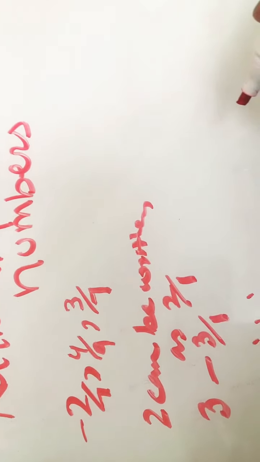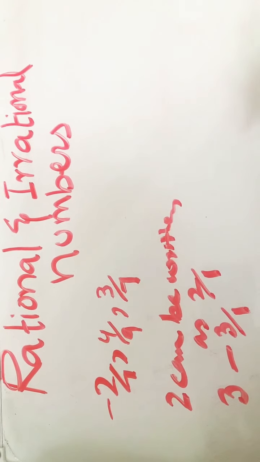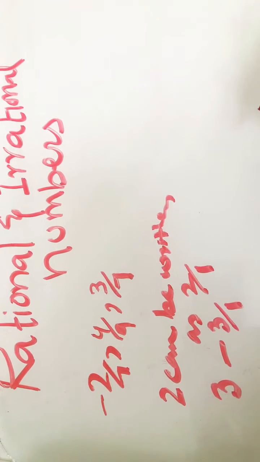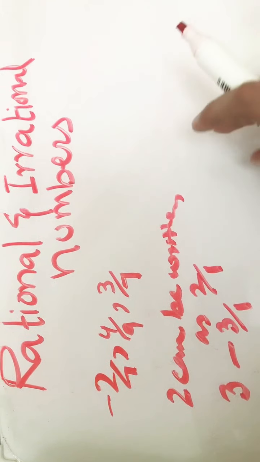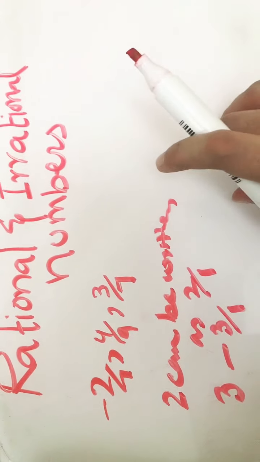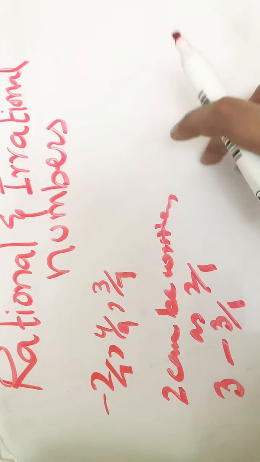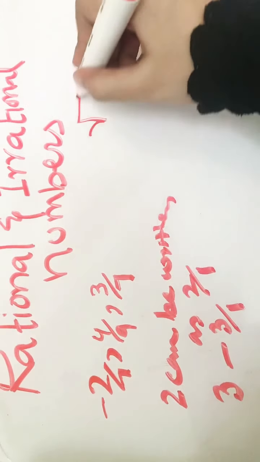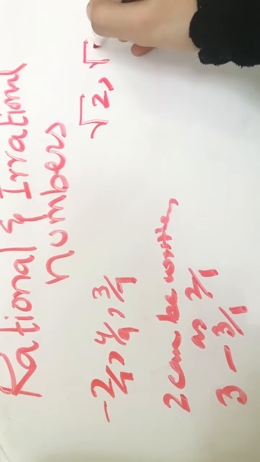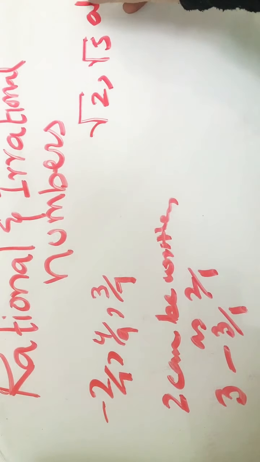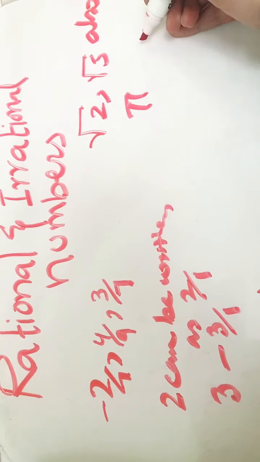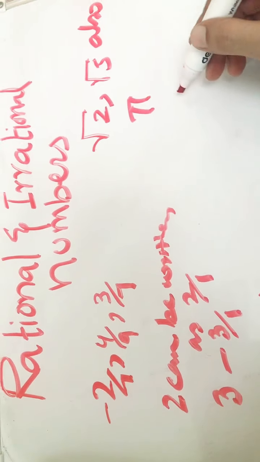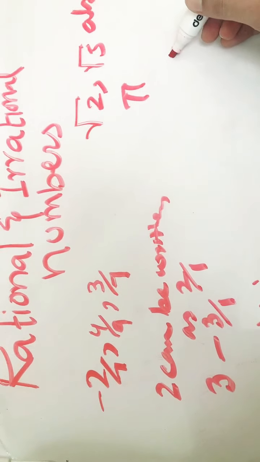What is an irrational number? Irrational numbers are the numbers in the real number system that cannot be written as the ratio of two integers. These types of numbers are such as the square root of 2, the square root of 5, and also the number pi. Pi is an irrational number. So none of these numbers can be written as the ratio of two integers.